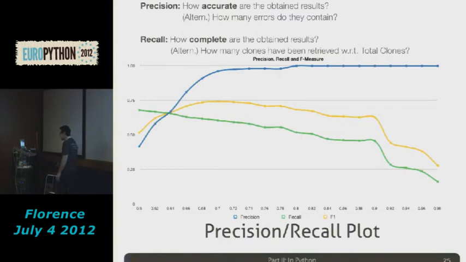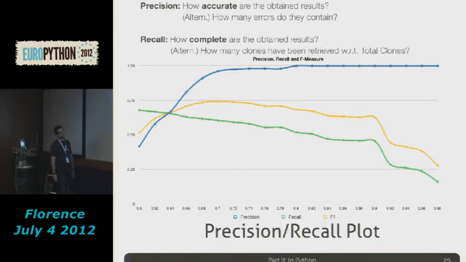Well, the idea is to combine these two measures in the so-called F1 measure, which is basically the harmonic mean of the two. So when I have to measure the performance of my system, I look at the harmonic mean between precision and recall. And the yellow ones are the F1 measure. So this was a story.